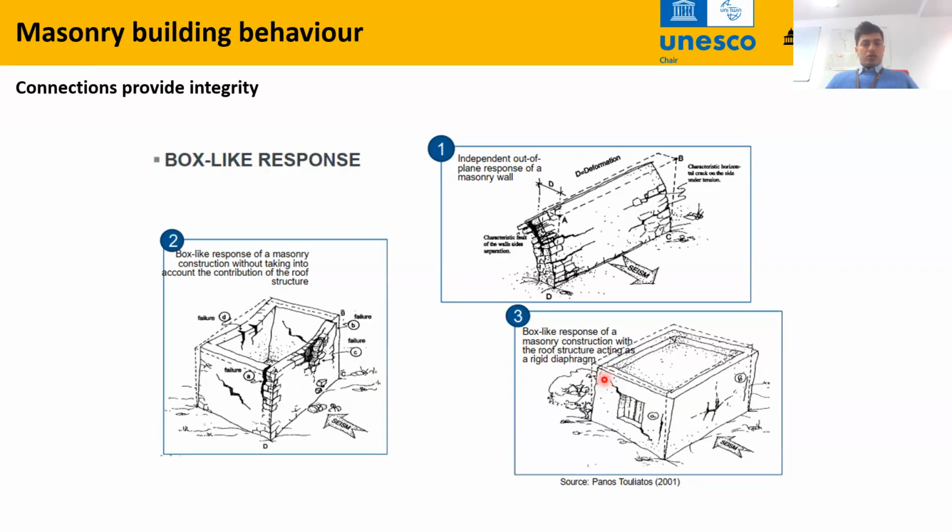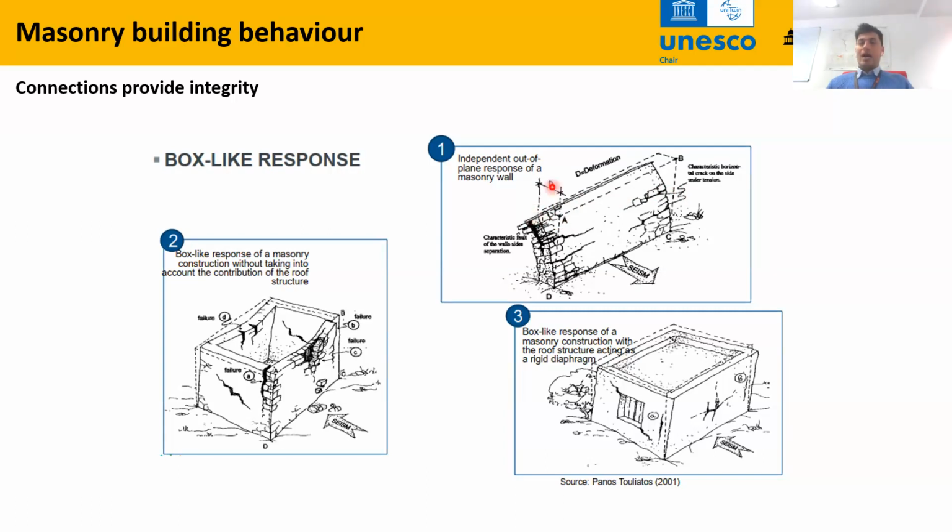In masonry structures, the box-like response plays an important role in lateral behavior, because if the walls, the four walls, let's say, in a building, are not properly connected, if they are poorly connected, then individual walls behave independently.